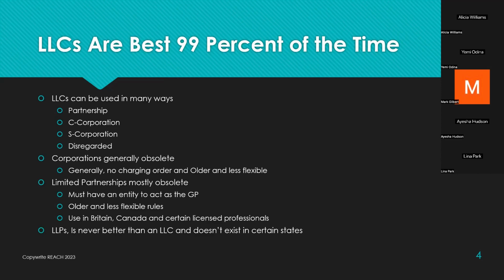LPs are also used, and LLPs are used in professions. So you'll see accounting professions, you'll see physicians and dentists, and those practices set up as an LLP or an LP. And there's some benefits with that. But if you're basically in real estate, not so much.